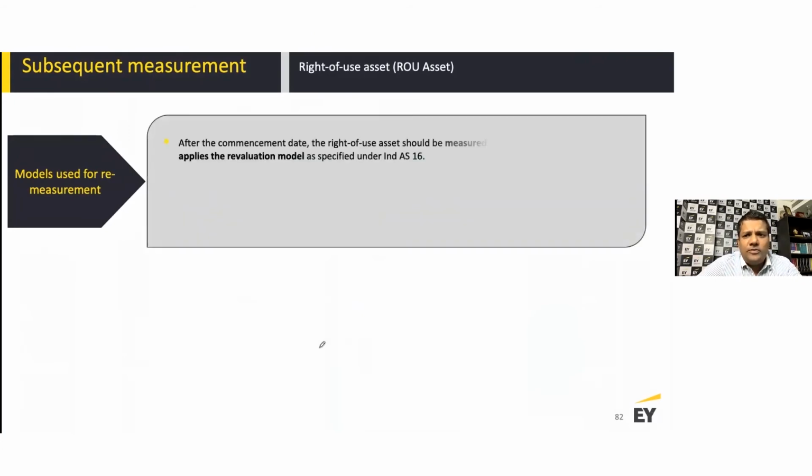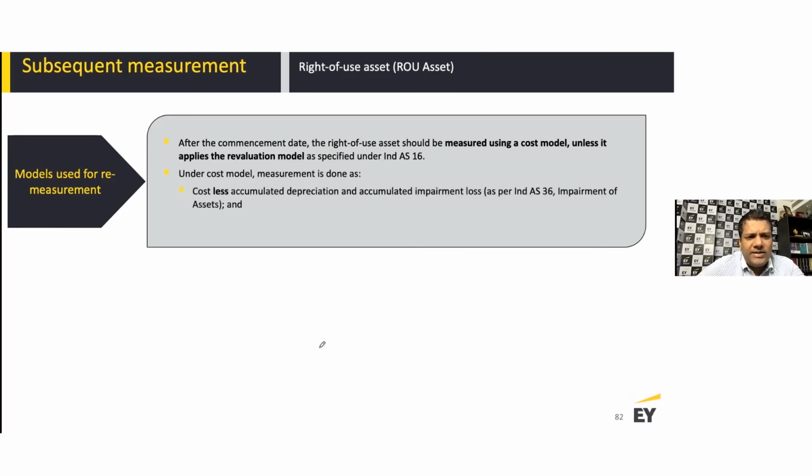For remeasurement after the commencement date, the right of use asset should be measured using a cost model, unless it applies a revaluation model as specified under Ind AS 16, and that is generally not available because this is an intangible asset. Under the cost model, measurement is done as cost less accumulated depreciation and accumulated impairment loss, adjusted for remeasurement of lease liability. So if you're remeasuring the lease liability, then that gets also added in a way to the right of use asset.